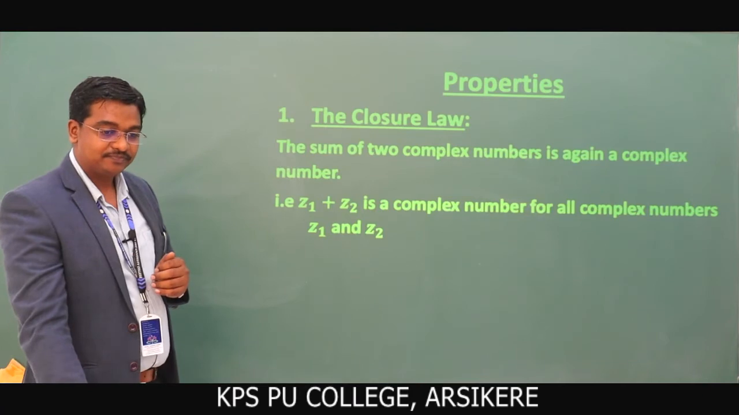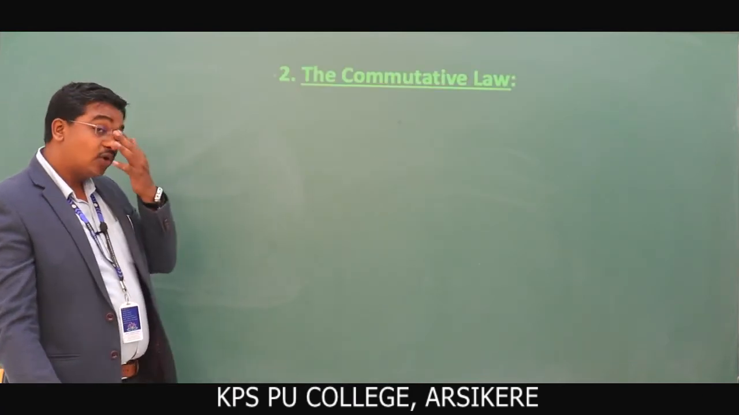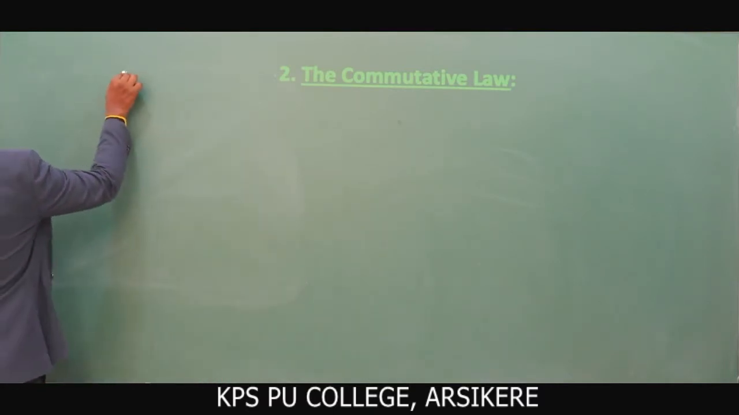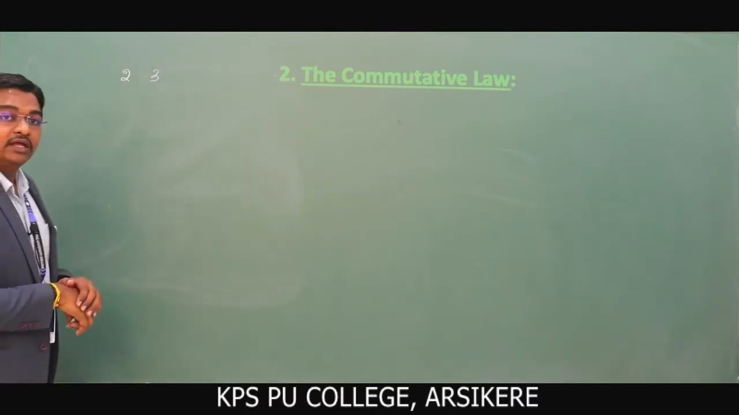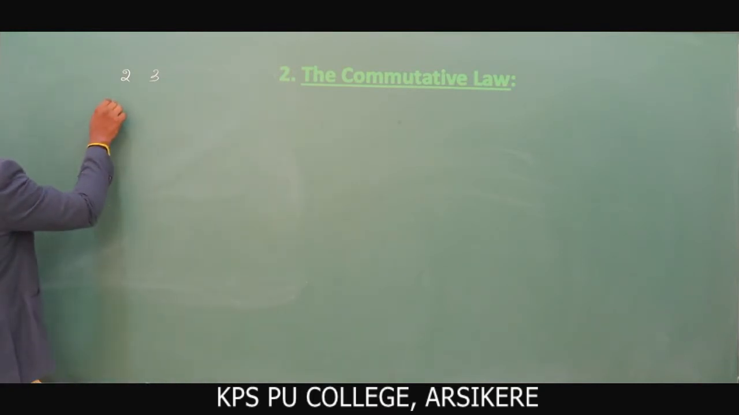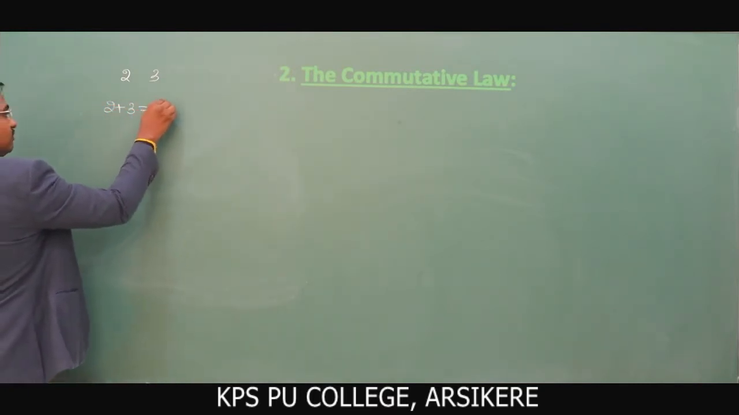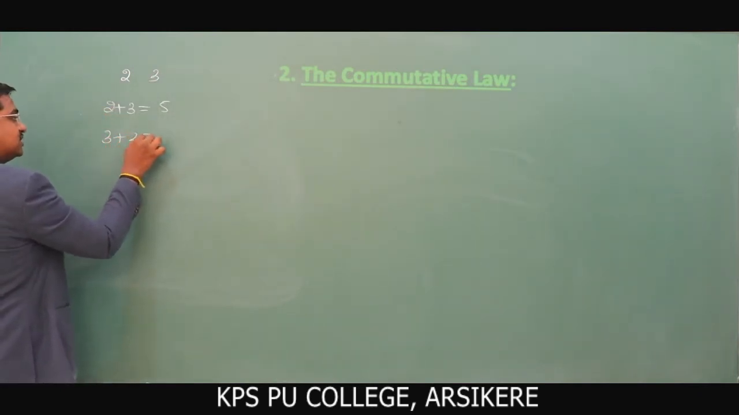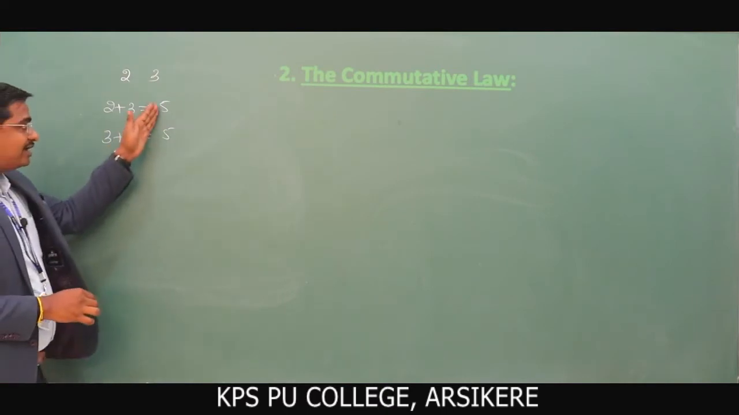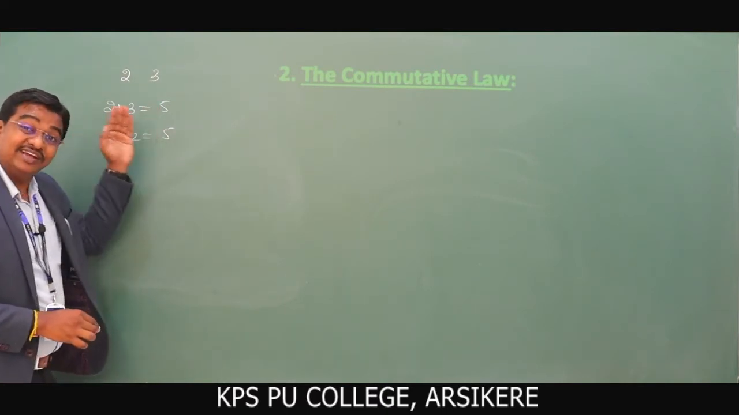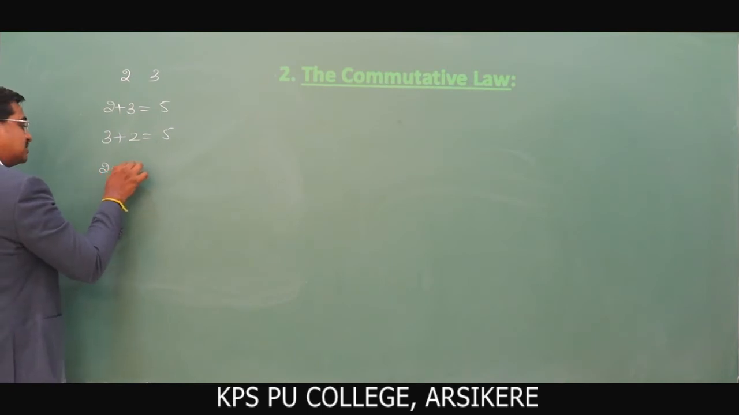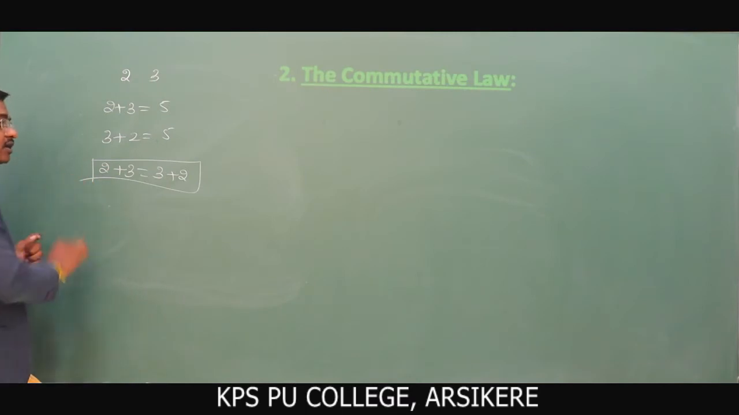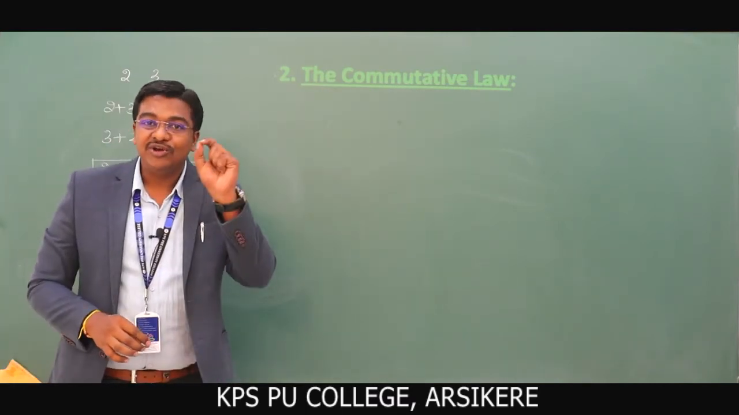And the second property, commutative law. This is very important. You would have learned it basically. So very simple, observe. If I take 2 and 3, 2 plus 3 is equal to what? 5. If I reverse this, 3 plus 2 is equal to 5. It means when the right hand side is equal, the left hand side is also equal. It shows that 2 plus 3 is equal to 3 plus 2. So this is nothing but commutative law or commutative property.